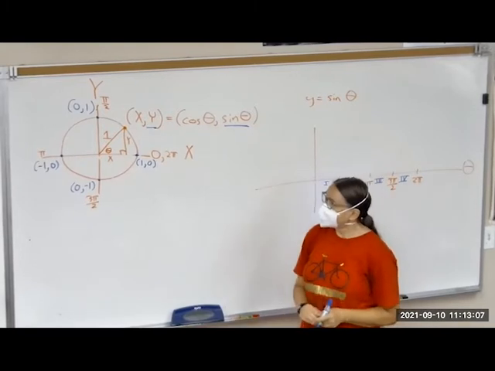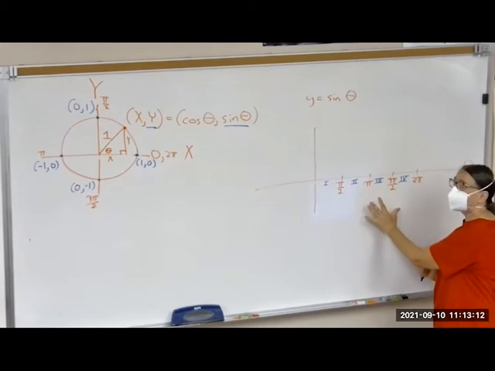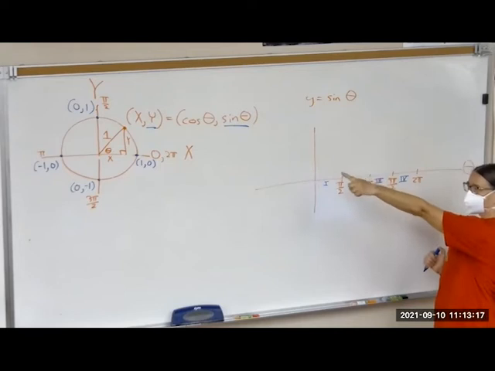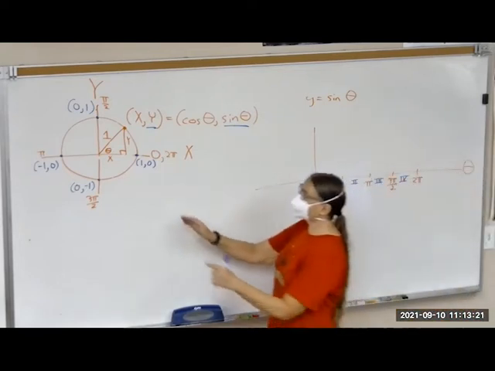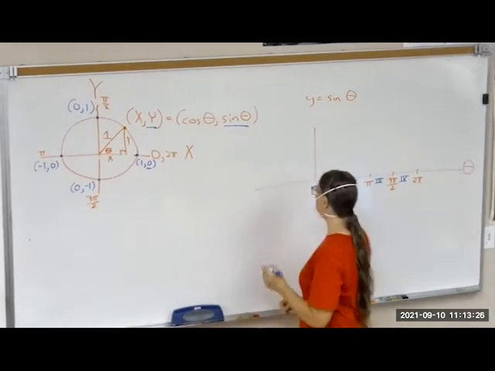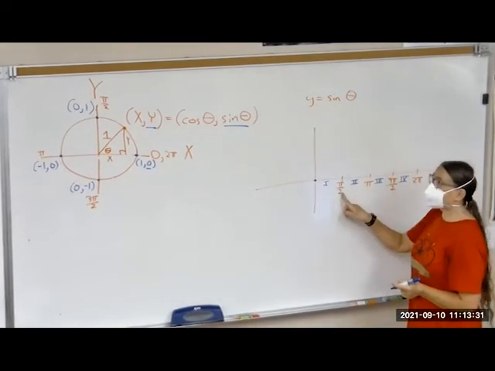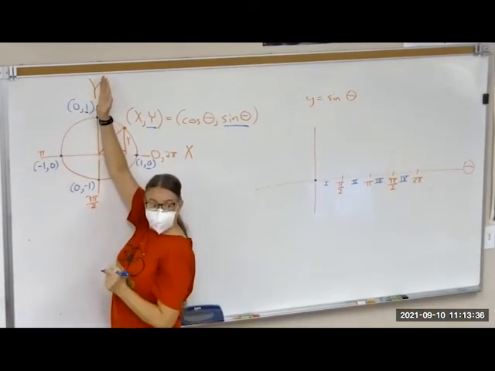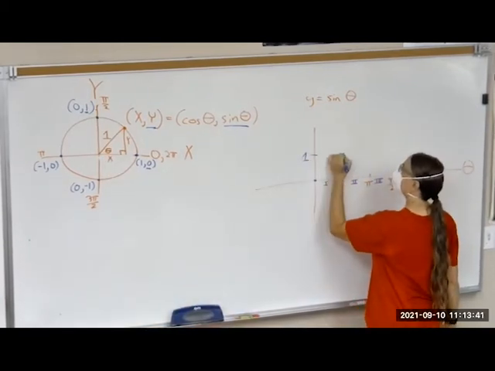Okay. So what I'm going to do is, on this graph here, plot the values of sine of theta for these quadrantal angles by referring to my unit circle. Okay. So when my angle is 0, the Y value where we intersect the unit circle is 0. So sine of 0 is 0. At pi over 2, the Y value where we intersect the unit circle is 1. So sine of pi over 2 is 1.